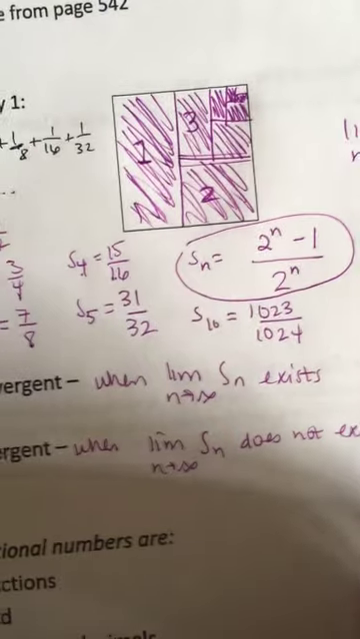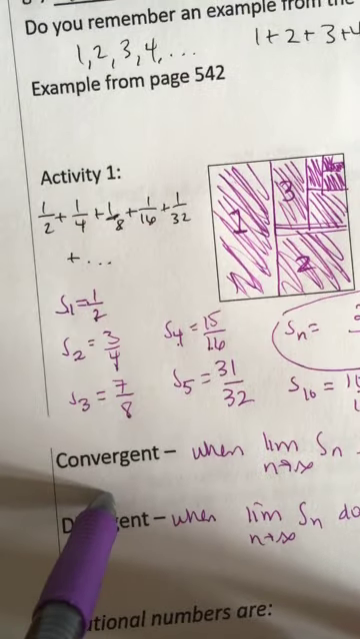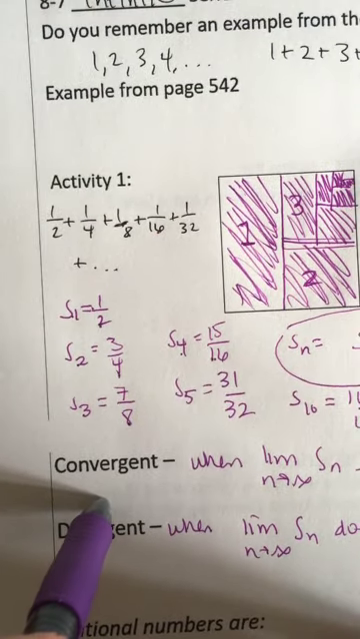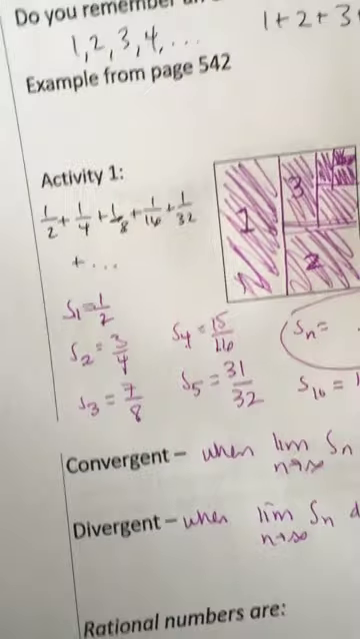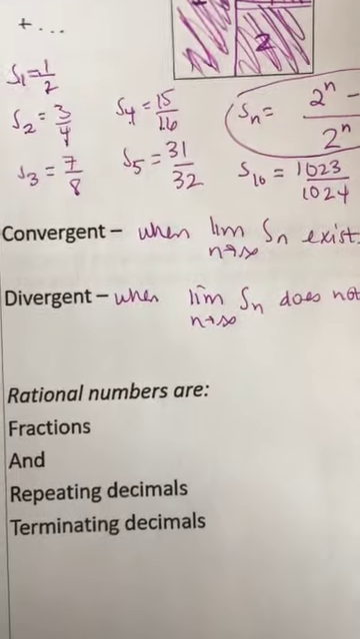So it will be impossible to get to 1, but I will be approaching 1. That is the limit. So this will be called convergent. I am approaching a single number. My sum of this whole thing should equal 1 if I could go to infinity.